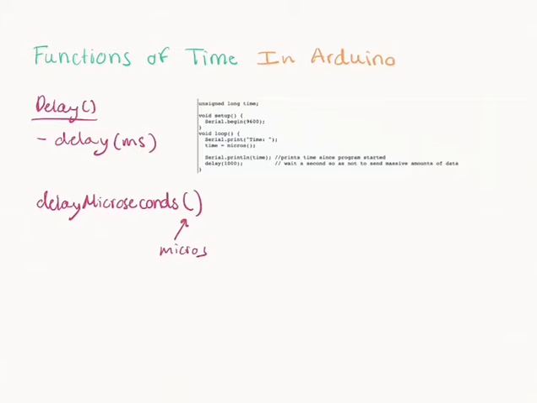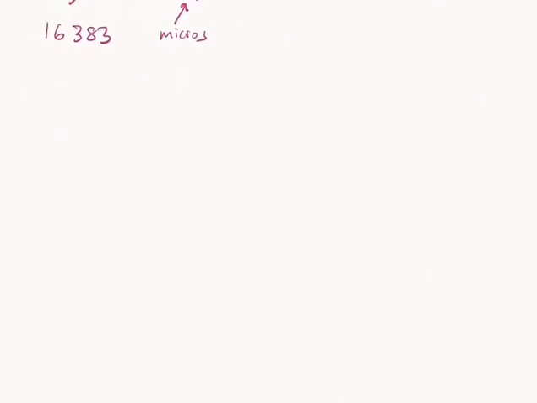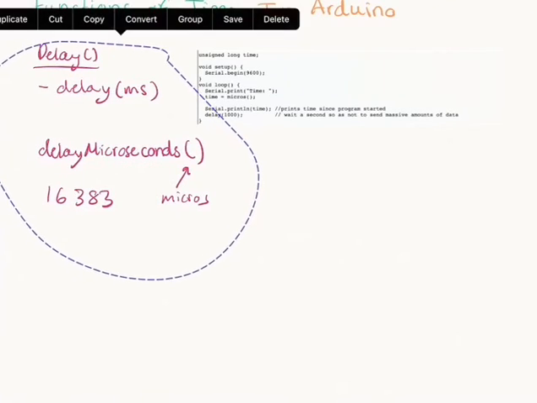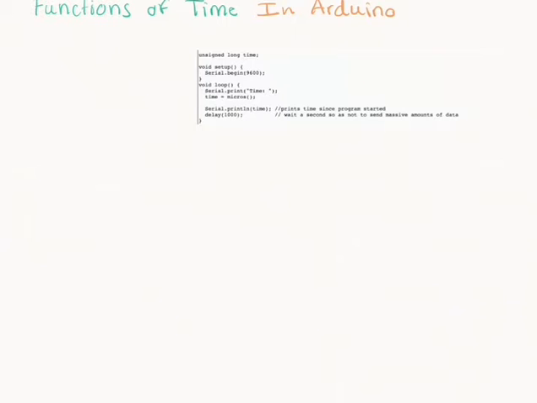One thing to note about delayMicroseconds is that it's inaccurate for values larger than, this is going to be a big number, 16,383. Beyond this number it's simplest to just use the standard delay function, but delayMicroseconds is always there in case you want to use it. Before going on to the next two kinds of functions, I'm just going to delete this real quick so it's a clean slate. And now we're going to talk about micros.